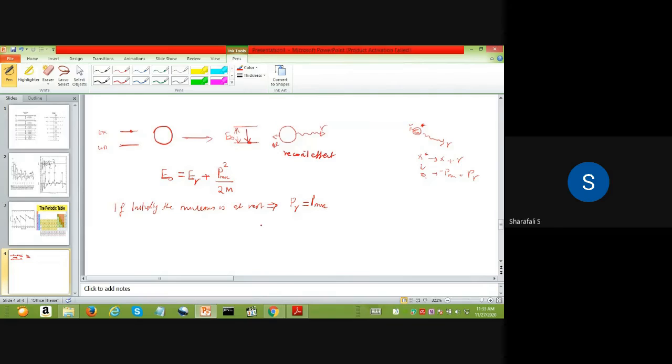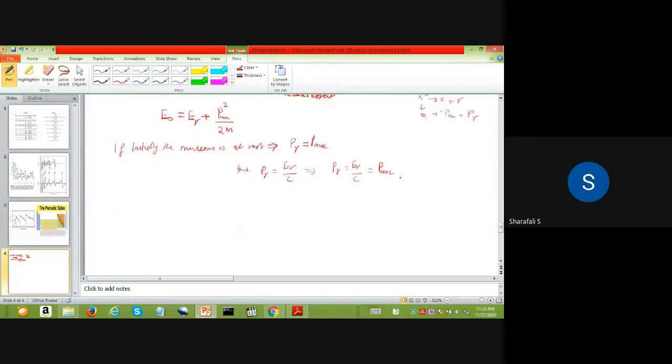From that, P gamma will be equal to E gamma by c, energy of the gamma by c. I will not explain this because energy by c is momentum, which you know. So P gamma equals E gamma by c, which will be equal to P nucleus. Now you substitute that P nucleus value here; call this equation 1 and this equation 2.